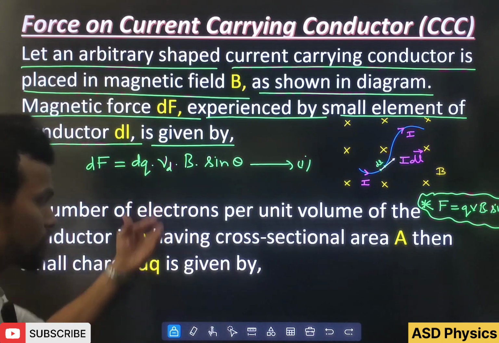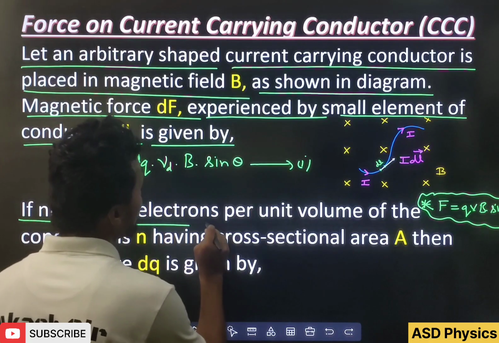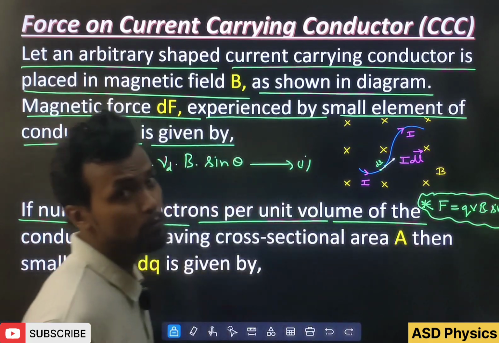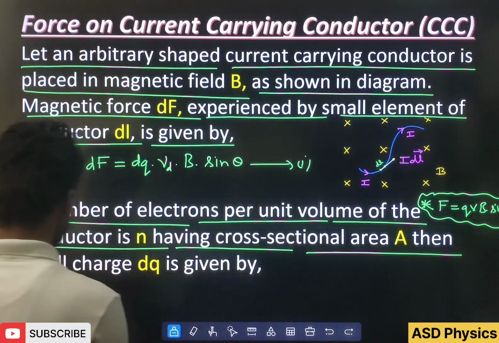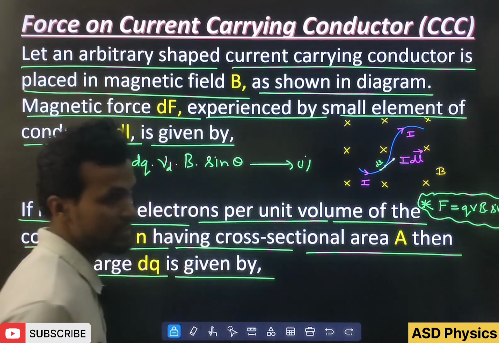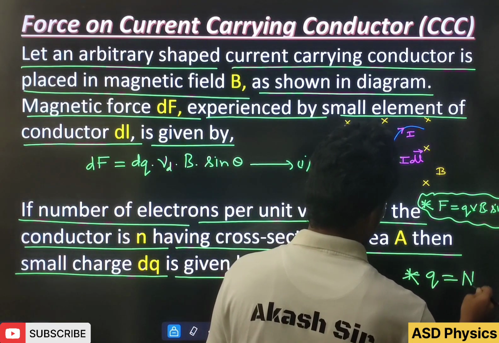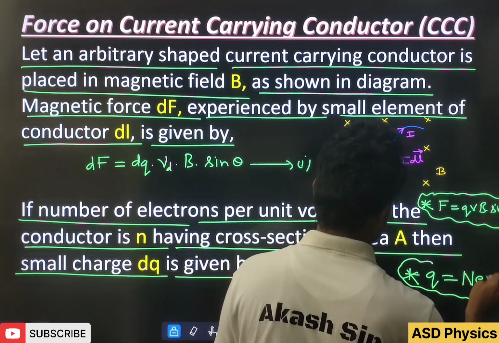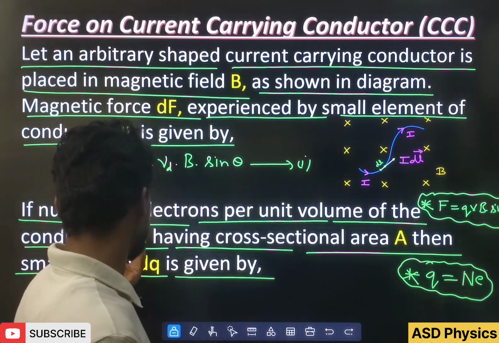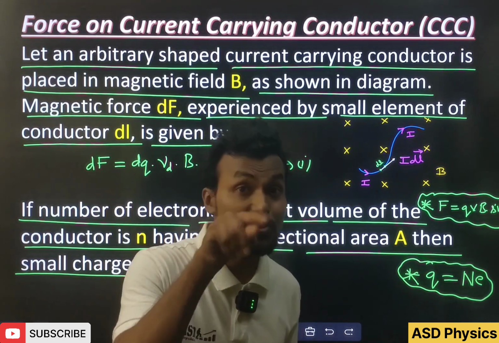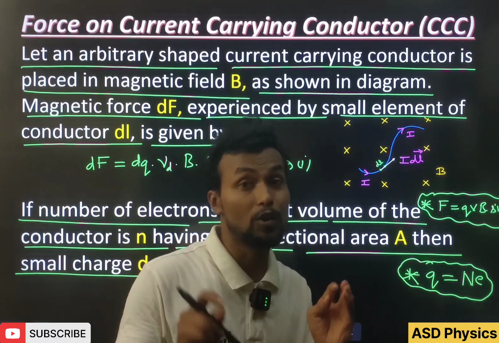Now what we are going to do? We are just going to simplify this formula. So see here, if the number of electrons per unit volume of the conductor is n, having cross-sectional area A, then the small charge dq is given by... Here also again I am writing, this is called the quantization of charge. Here I am writing capital N because I don't want to confuse it with small n. Because normally we have learned Q equal to small n into e, but here N is the total number of electrons.